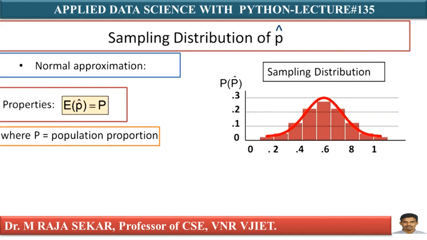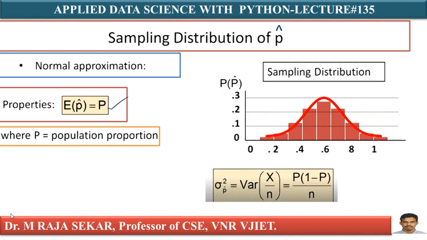I can say this one, capital P, is my proportion or probability. E means expected value, and small p hat means the sample proportion. Therefore, the expected value of the sample proportion equals the population proportion. The other parameter is sigma square of p cap. Sigma square means variance. One is the mean and the other is the variance. P cap is the sample proportion. E means expectation, mean, and variance. I have two parameters, mean and variance, since a normal distribution has two parameters.